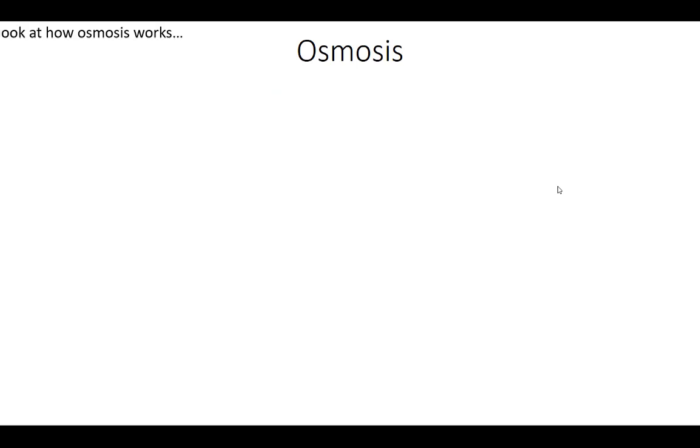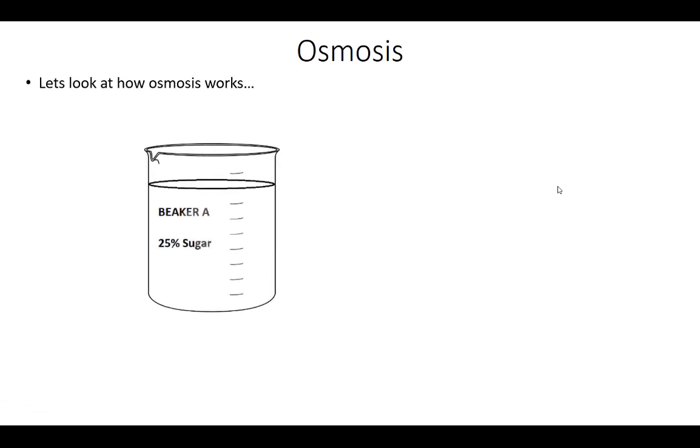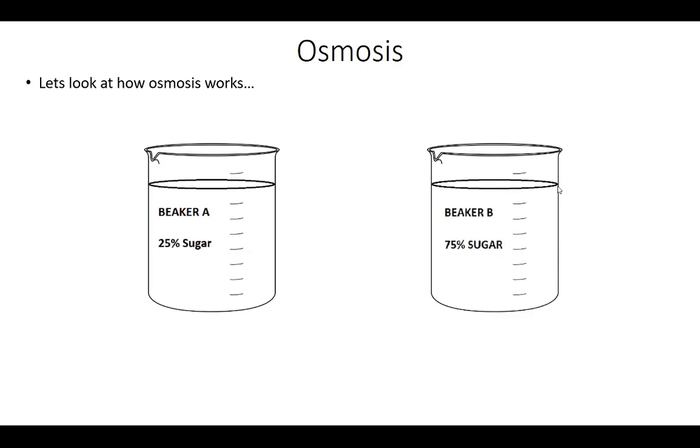So here's osmosis. Let's say we have a beaker A. It's got 25% sugar in it. We've got another beaker, beaker B. It's got 75% sugar in it. And let's take a cell that's got 50% sugar. All right, so let's see where the water is going to go when we put this cell into the beaker.